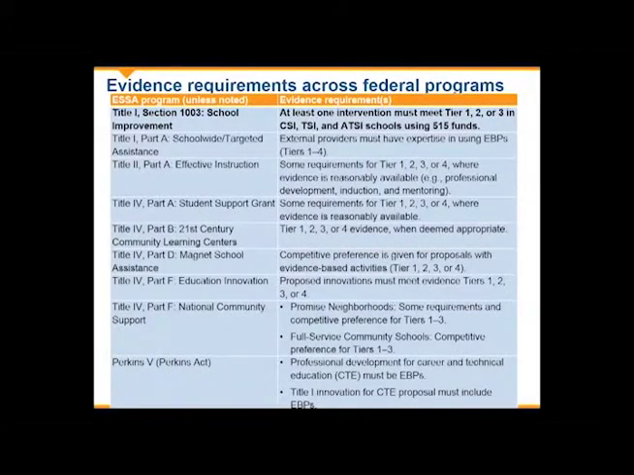This is just a very general overview of various federal programs and the evidence requirement that each one of them has. And so for our purposes with the Oklahoma State Department of Ed today, we're focusing on the top one, which is the school improvement and the evidence-based. But you can see that there is an evidence-based requirement for all programs under ESSA.